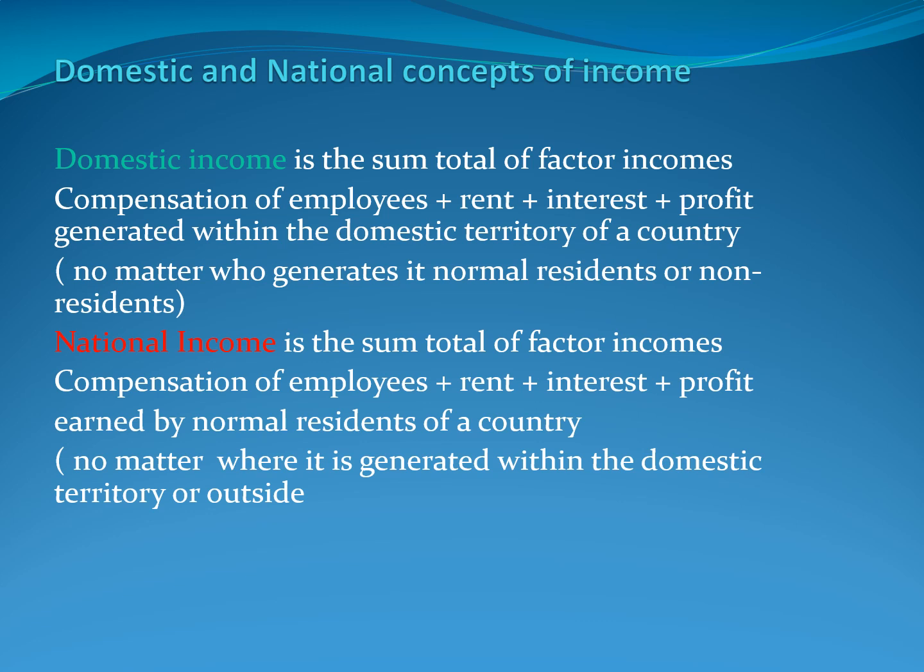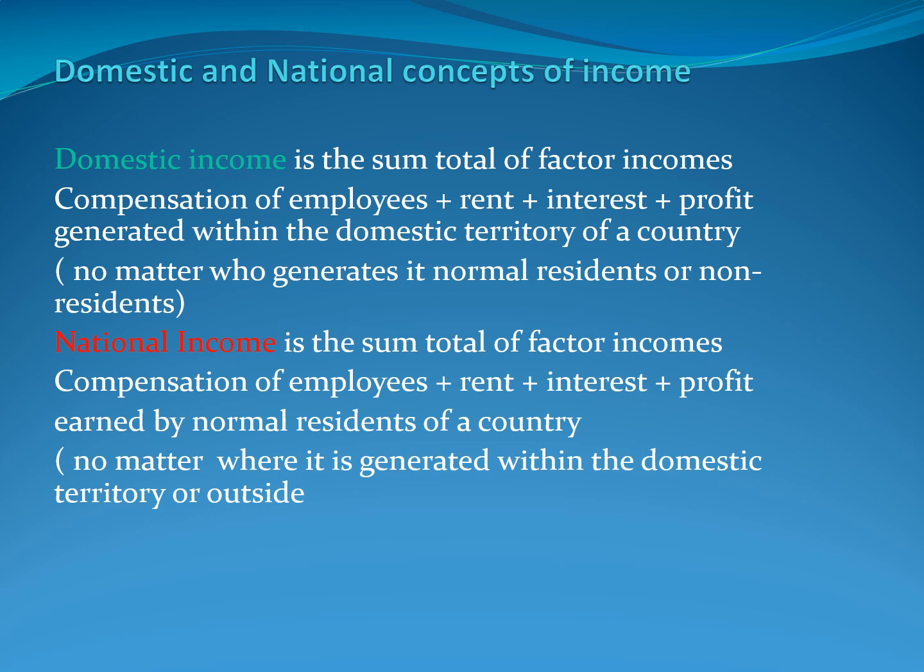Now we make a distinction between domestic and national income. At the macro level, children, the concept of income is used both as a domestic concept and a national concept. When used as a domestic concept, we call it domestic income. And when used as a national concept, we call it national income. Both domestic and national income include the four basic elements of factor income, that is compensation of employees, rent, interest, and profit. But there is a difference.